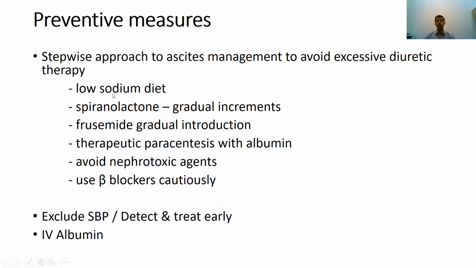So initially you would advocate a low salt diet. You can add a diuretic like spironolactone and gradually increase the dose. Furosemide also, rather than starting with very high doses, you can gradually introduce it. If there is ascites, you can do therapeutic paracentesis while giving albumin, because if you remove a large amount of paracentesis fluid, that will also precipitate an acute kidney injury. In these patients, you need to avoid nephrotoxics and use beta blockers very cautiously. So this is in order to avoid patients developing hepatorenal syndrome.